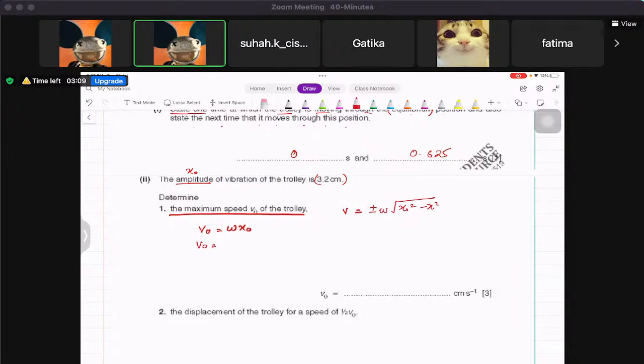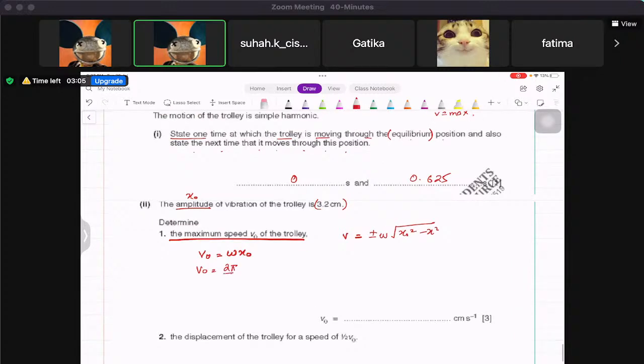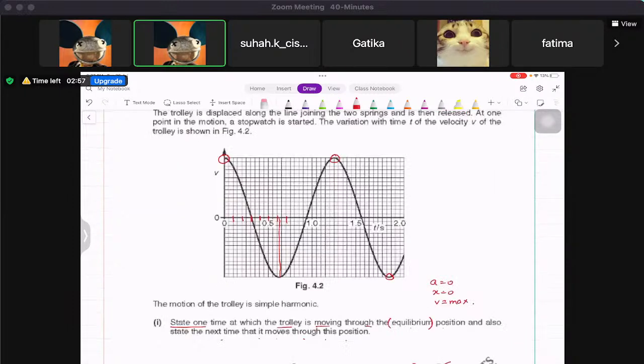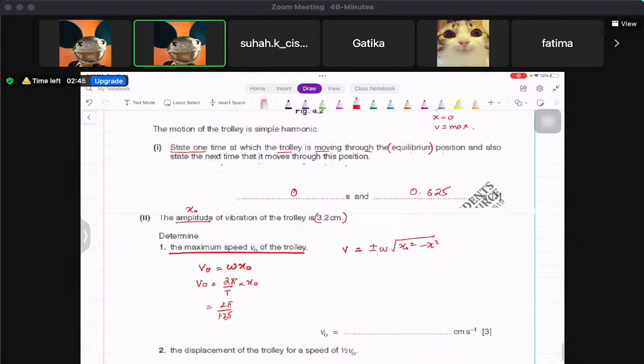Do we have omega? We don't, right? But omega can be found by 2 pi by T, times x naught. So 2 pi, and we can find the time period. The time period is this one, from here to here. So that would be 1.1, 1.2, 1.3, 1.25 would be the time period. So 1.25 times x naught. I'm going to convert this into meters. So let's do it, and then we'll check the answers as well.